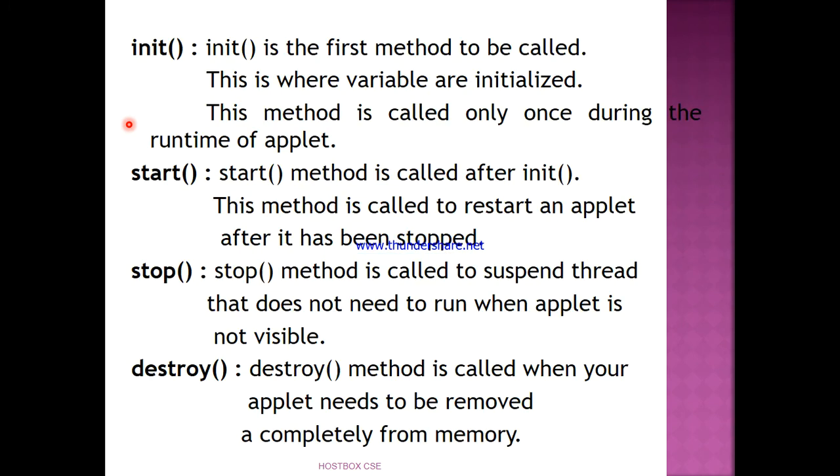Here, init is the first method to be called. This is where variables are initialized, and this method is called only once during the runtime of an applet. The start method is called after init, and it is also called to restart an applet after it has been stopped. The stop method is called to suspend threads that do not need to run when the applet is not visible. And the destroy method, the last one here, is called when your applet needs to be removed completely from memory.